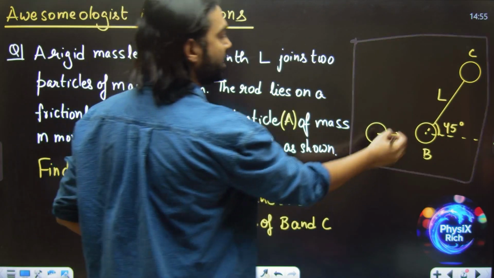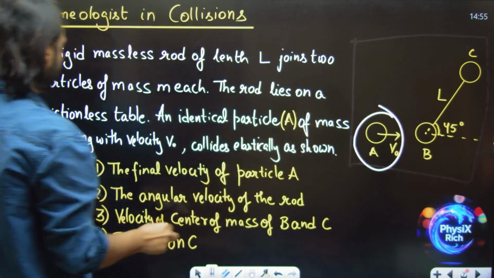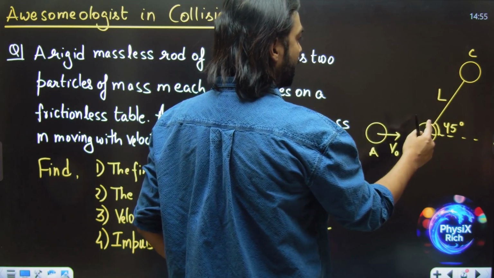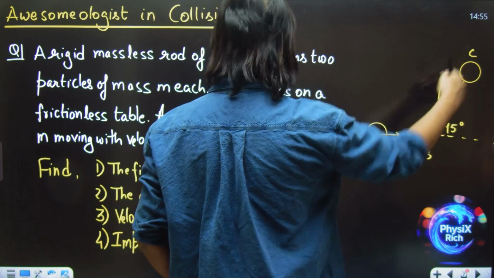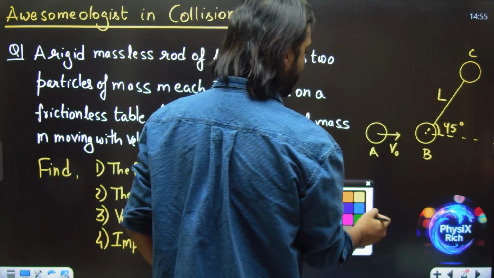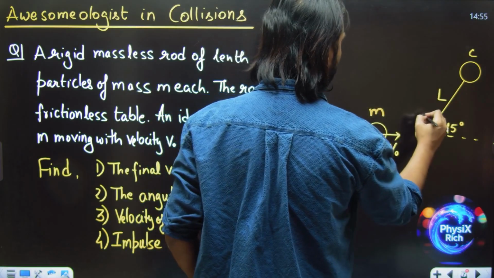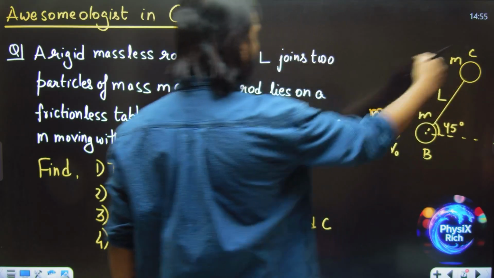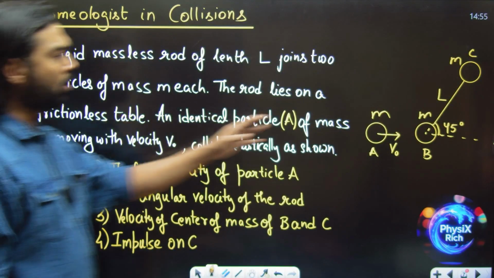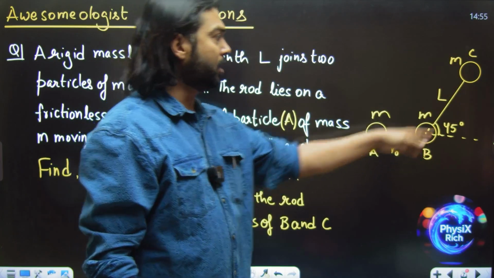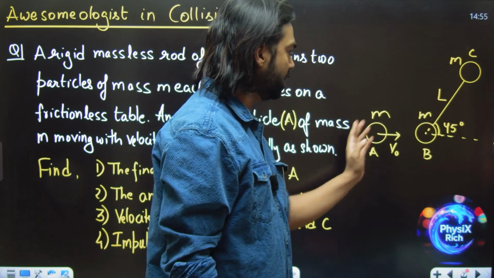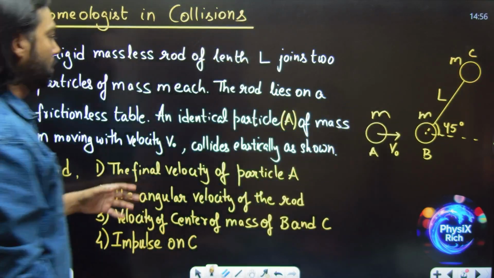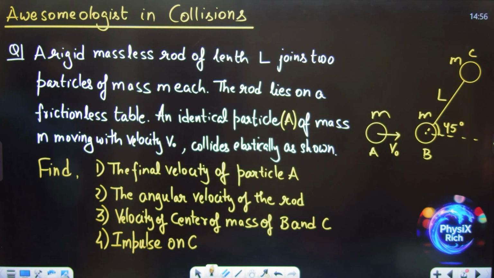And it also says that there is another particle A of mass m. It's an identical particle, identical as in it is identical to both of these. So we can write over here that this has a mass m, this also has a mass m, and this also has a mass m. All three of them have mass m. And this collides with the ball B. This is a rigid massless rod, so obviously as it collides with ball B, there will be some effect on ball C also.